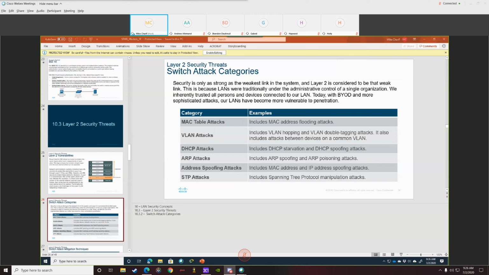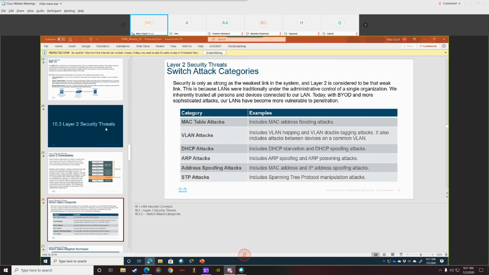So today we're going to finish chapter 10 if we can. So, layer 2 security threats. I think this is where we stopped last time, I believe. Layer 2 is the most vulnerable layer of the OSI model, like we talked about, because you have a lot of vulnerability in this layer.